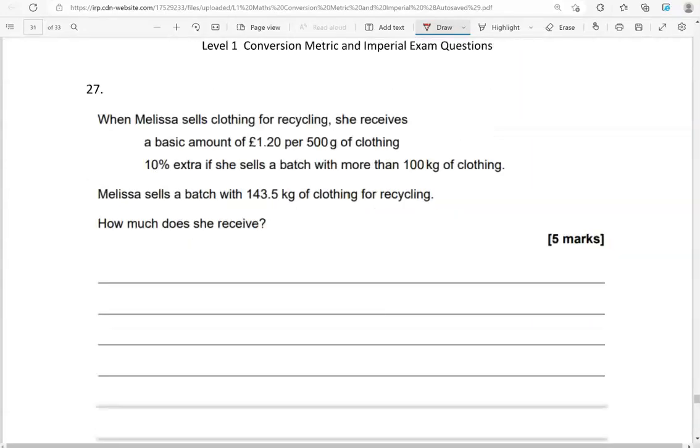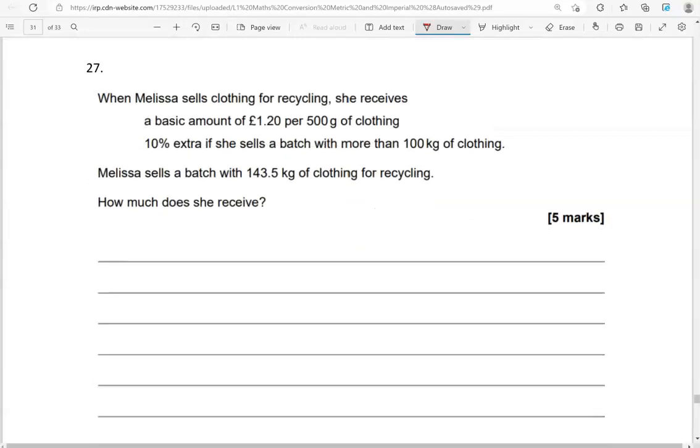Two more rolls. When Melissa sells clothing for recycling, she receives a basic amount of £1.20 per 500 grams of clothing, 10% extra if she sells a batch with more than 100 kilograms of clothing. Melissa sells a batch with 143.5 kilograms of clothing for recycling. How much does she receive? So £1.20 per 500 grams of clothing.